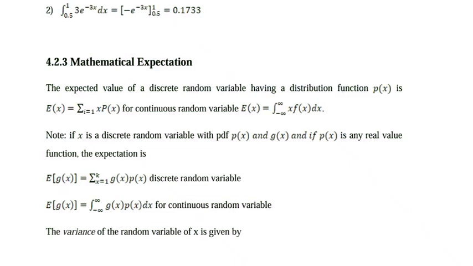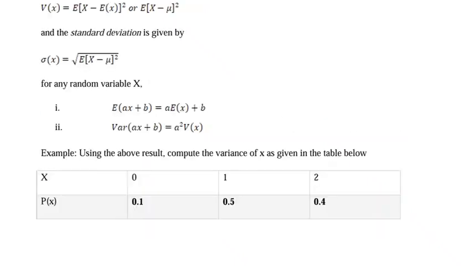The variance of the random variable X is given by variance equals E of X minus E of X, whole squared, like the one we used to estimate the variance. And the standard deviation is given as sigma of X equals the square root of the variance. So for any random variable X, 1, E of aX plus b equals a E of X plus b. Please try and prove these two, 1 and 2, and see how we arrive at this. This one is a proving exercise. Please try and work on it.